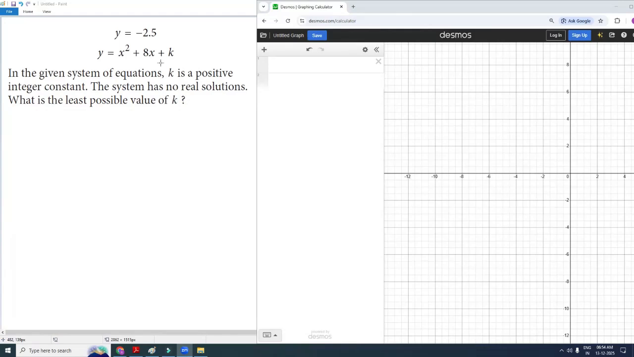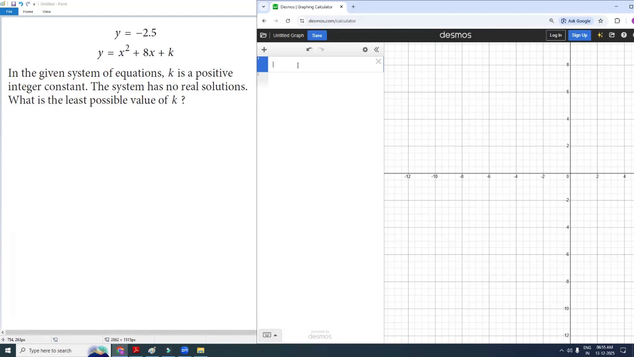y equals negative 2.5, y equals x squared plus 8x plus k. In the given system of equations, k is a positive integer constant. The system has no real solutions. What is the least possible value of k? We can use Desmos to solve this problem. That is, we can get the least possible value of k.